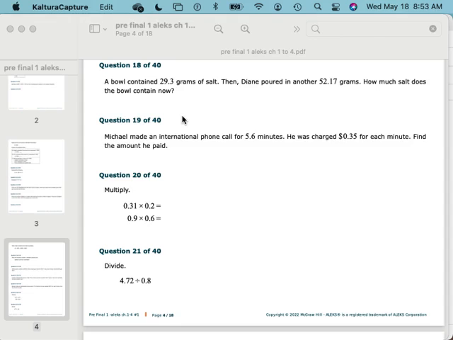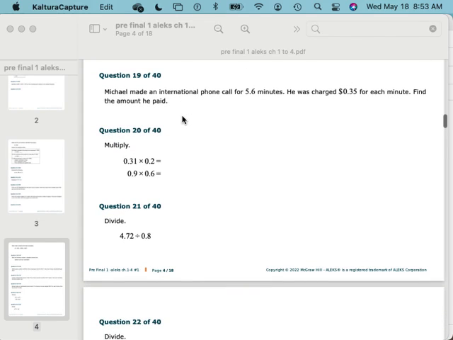Okay, number 18. A bowl contained 29.3 grams of salt. Diane poured in another 52.17 grams. How much salt does the bowl contain now? Addition. Very good, because we're adding it in, aren't we?